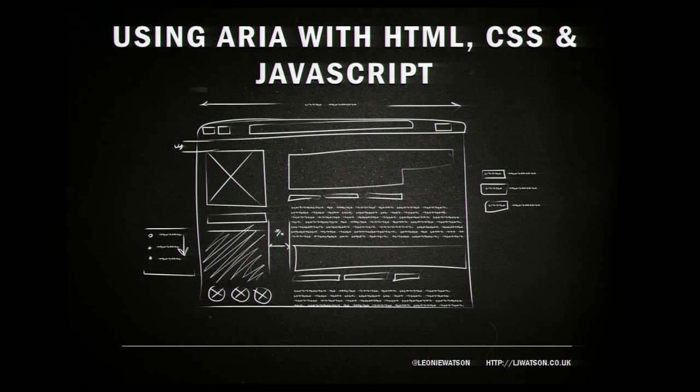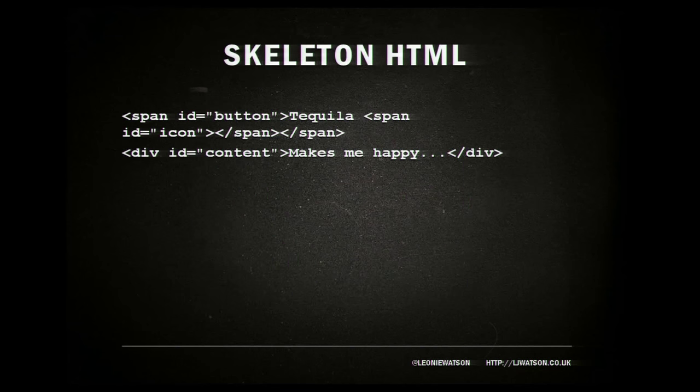So I just want to take a quick look at a pretty simple example that ties a lot of these things together, throws in some CSS and some scripting to make a custom element much more accessible to screen reader users. We'll start off with some skeleton HTML, just some very basic HTML, a span, which we're going to use to create the control of a disclosure widget, and a div to contain the content.